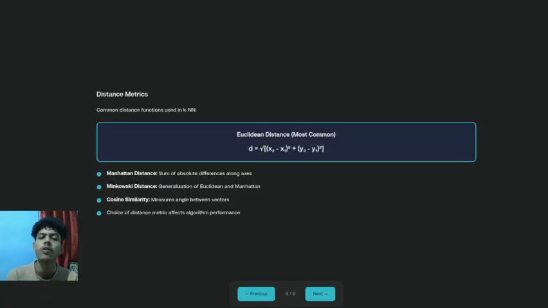Distance is calculated with the common distance function, Euclidean. If given, you can use Manhattan or Minkowski also, and cosine similarity, where Manhattan is the sum of absolute differences along axes. Minkowski is a generalization of Euclidean and Manhattan, where the p value is given, and cosine similarity measures the angle between vectors.